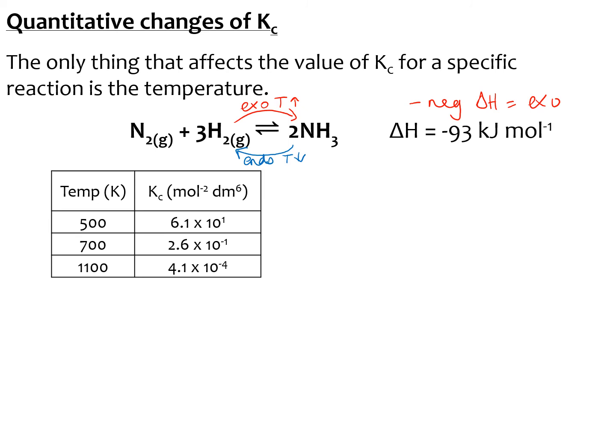Now, what I've got here is a little table of data showing the Kc values for a variety of temperatures. And you can see that temperature is increasing as we go down this table. I should probably put that in red.